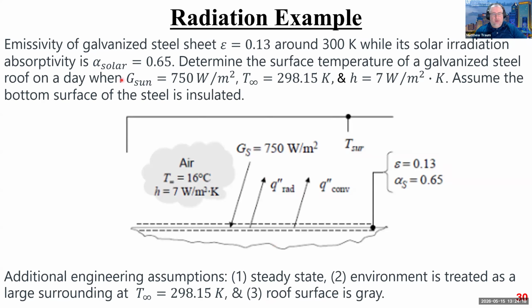So what I just said before was that the emissivity and the absorptivity are not the same value because the absorptivity is given. But look at this. Solar irradiation absorptivity is this value. So we're given the absorptivity of the steel for a very, very specific emitter, which is the sun. In all other cases, when we're interacting with the surrounding environment, we should assume that this is gray, right? So we should use that absorptivity equals emissivity equals 0.13.